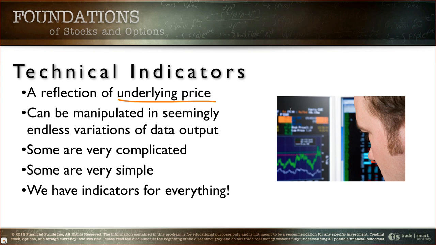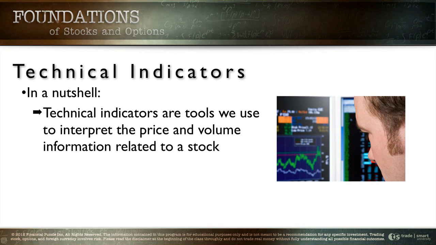But anyway, that's kind of a good little overview there. In a nutshell, here's the way I'd like to wrap it up for you. Technical indicators are tools that we use to interpret the price and the volume information as it's related to a stock. That's kind of my J-Dub's definition of what technical indicators are. It's just tools that we use to interpret the price and volume information related to a stock.